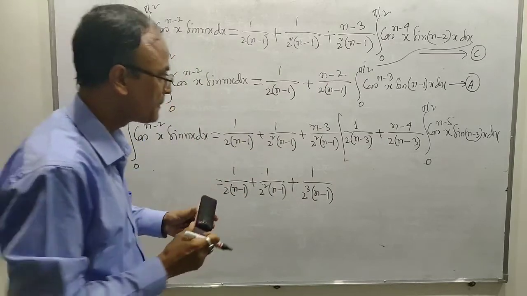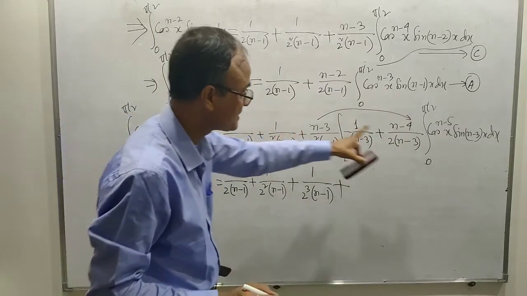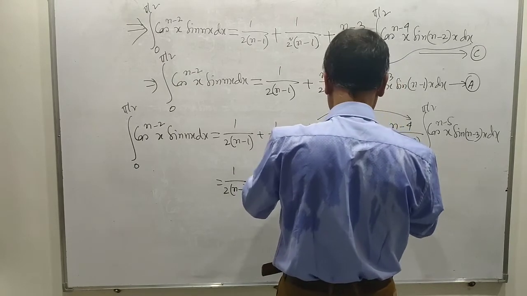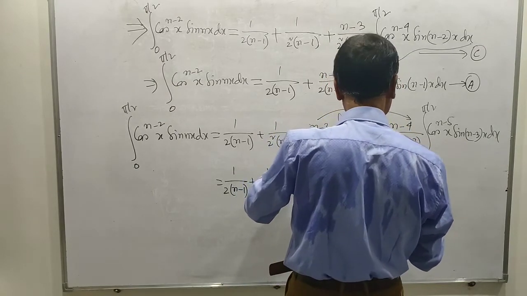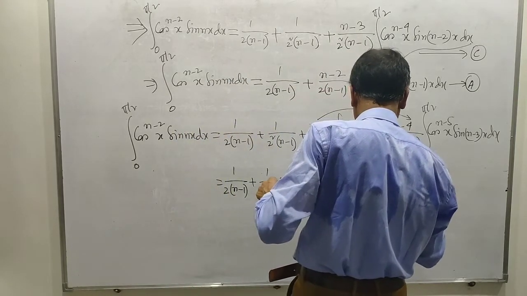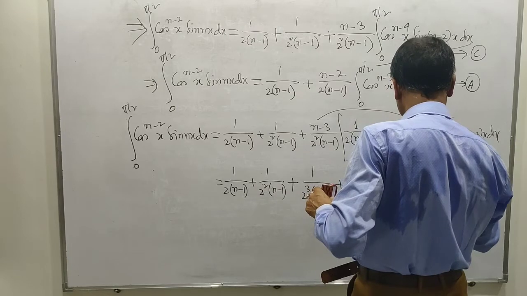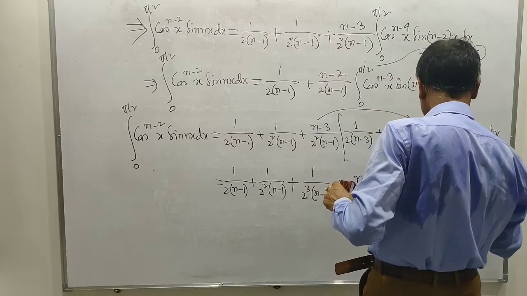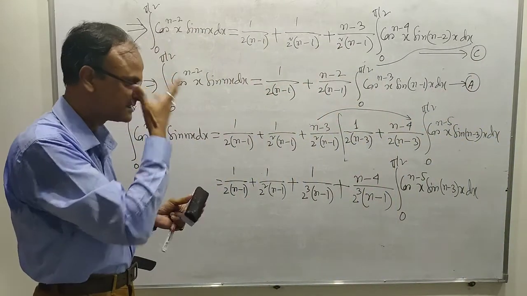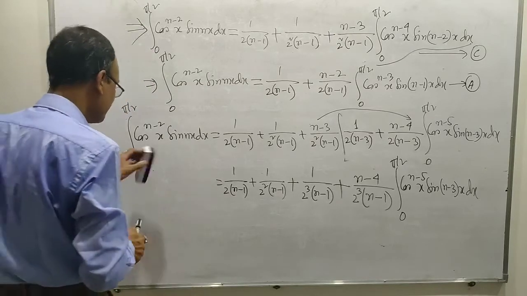You will get this plus multiply this with this. This n minus 3 will be cancelled. In the numerator you will get n minus 4. In the denominator you will get 2 to the power 3. This n minus 3 has already been cancelled. You will get simply n minus 1 and you will get 0 to pi by 2 cos to the power n minus 5x sin n minus 3x dx.